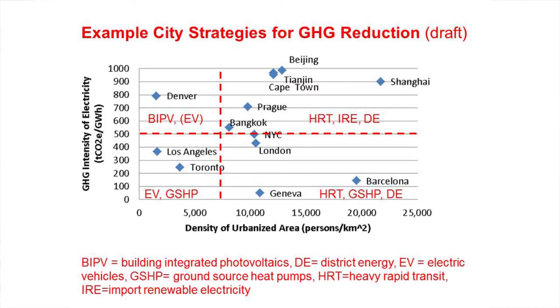You can't rebuild your city in 20, 30 years around public transit. It just physically is too demanding. So those cities have to look to other strategies, and in particular different types of automobiles. So we've got electric vehicles down there as one of the strategies. But you've got to be careful with electric vehicles, because if those electric vehicles are being supplied by a high carbon intensity electricity grid, then your greenhouse gas emissions are going to go up. They're going to be higher than they were if the cars are burning gasoline.